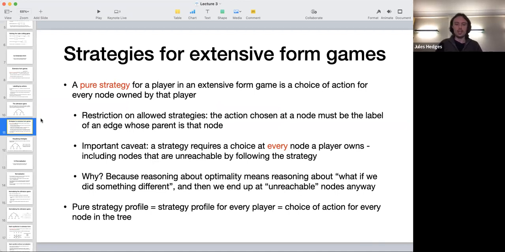Now, strategies for extensive form games are a little bit more complicated than for anything we've seen previously. A pure strategy for a player in an extensive form game is going to be a choice of action at every node that player owns. So what that means is that at any point in the game at which that player could be called on to make a choice, the strategy has to tell them which choice to make.